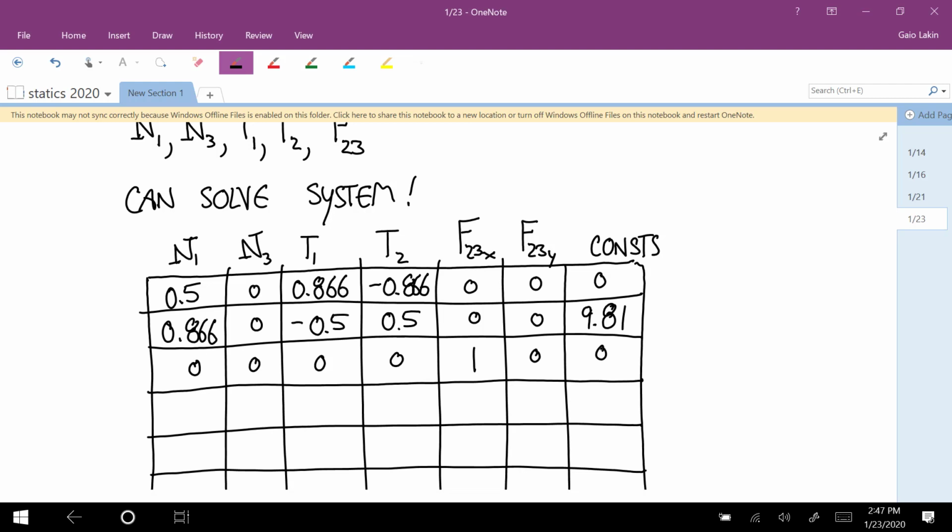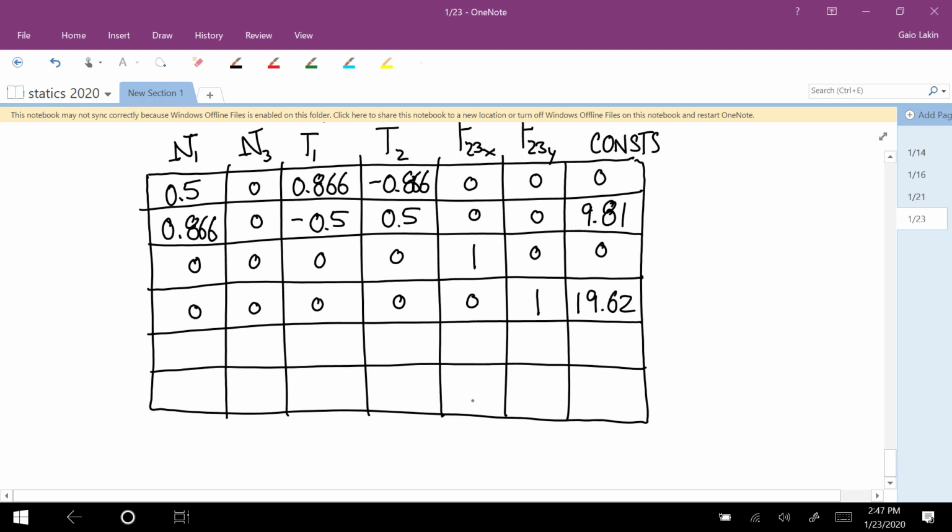And so that's what that's saying. 1 times F23x is equal to 0. And then equation 4, F23y is 1. The constant is positive 19.62. And everything else is 0. Equation 5, N3 is 0.5. T1 is negative 0.866. And F23x is negative 1. And everything else is 0.